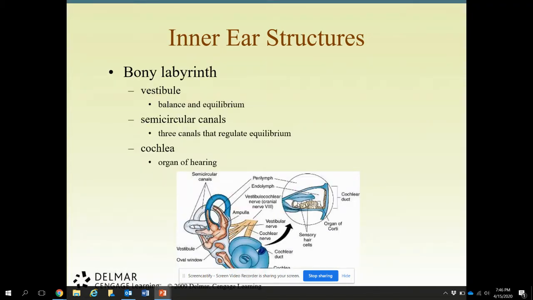The bony labyrinth has a vestibule, which is the entrance or the beginning, and that helps with balance and equilibrium. The semicircular canals are the three canals that regulate equilibrium, balance, and homeostasis. And then the cochlea is the organ of hearing, and it's that kind of snail-looking type thing in the ear. So right here, the cochlea has that snail-like appearance.